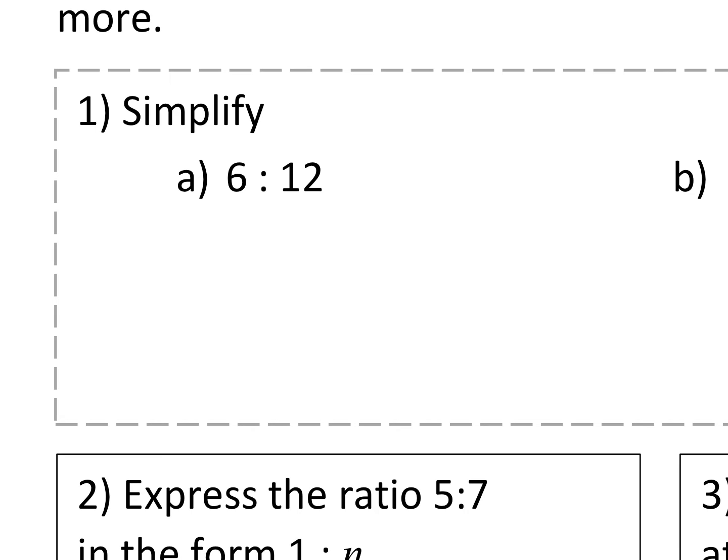If we look at 6 to 12, 6 is a common factor. If we divide 6 by 6, we'll get 1, and divide 12 by 6, we get 2. If you like, you can draw in these little arrows to indicate that you've divided through by 6.